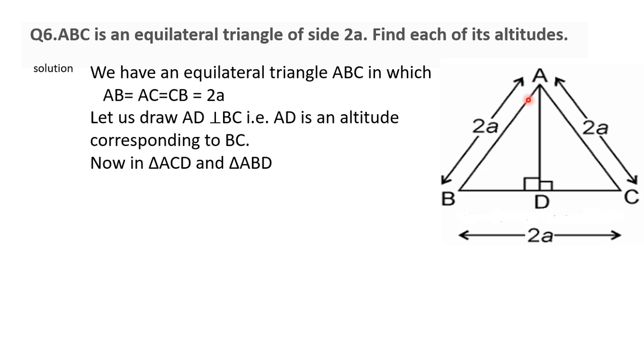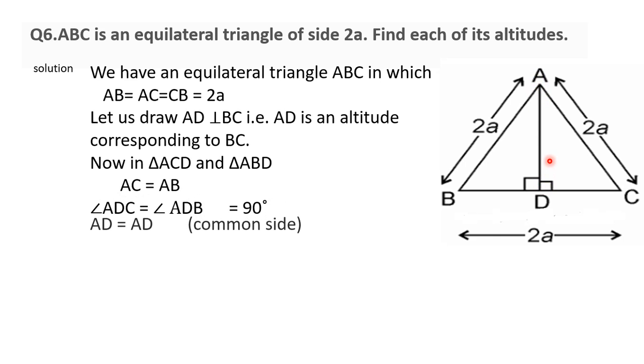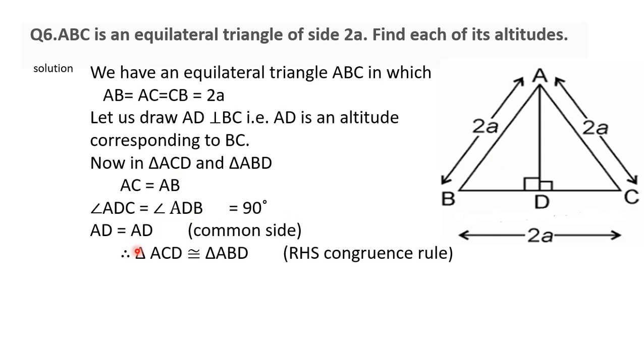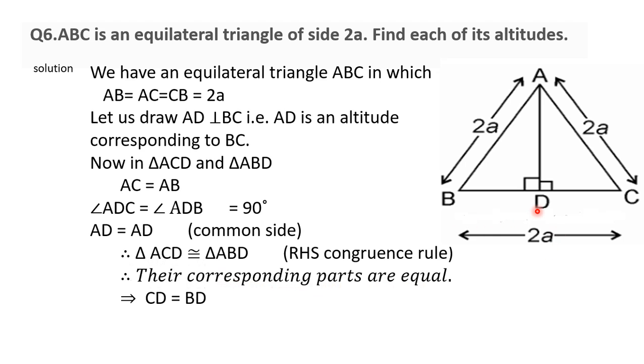In these two triangles, AC and AB, these two sides are equal, and angle ADB is equal to angle ADC. Both angles are equal to 90 degrees, and this perpendicular, AD, is the side which is common for both the triangles. So we have hypotenuse, right angle and side. By RHS congruency, triangle ACD is congruent to triangle ABD. As the triangles are congruent, their corresponding parts are also equal. Then we can write CD is equal to BD.